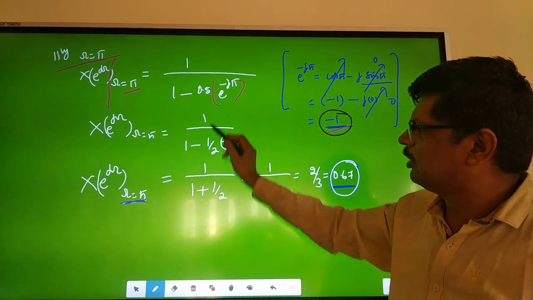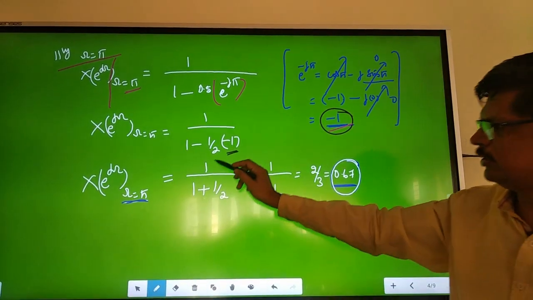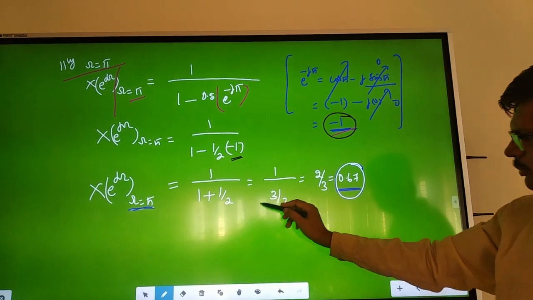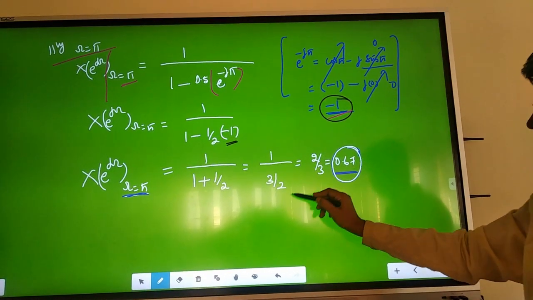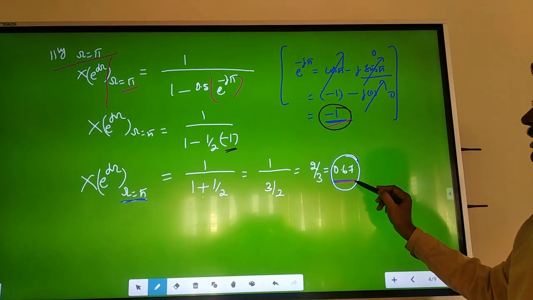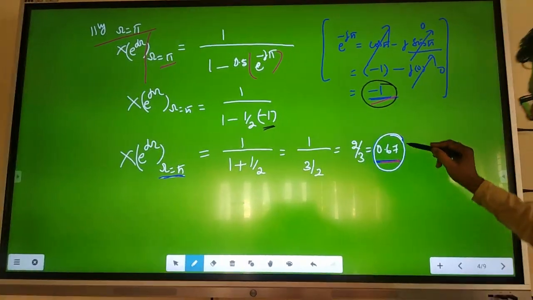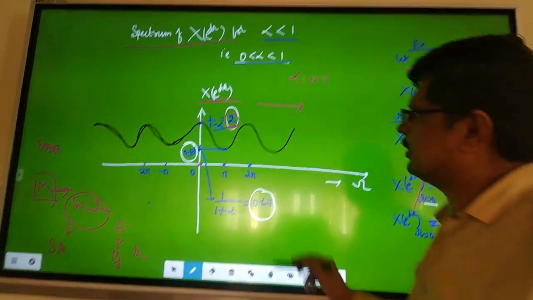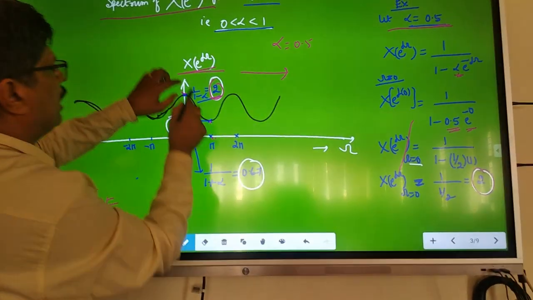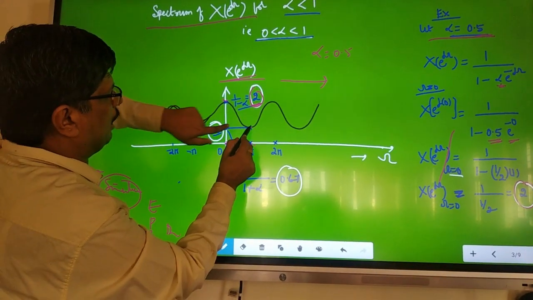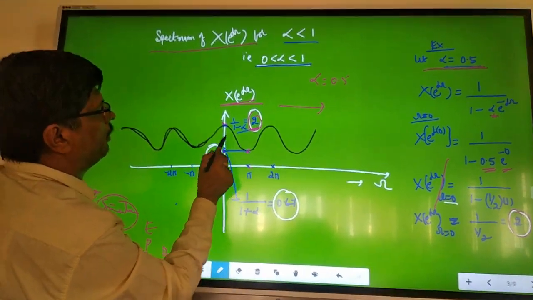Substitute this minus 1 here: 1 by (1 minus 1 by 2 times minus 1). That is 1 by (1 plus 1 by 2), which is 1 by 3 by 2, which is nothing but 2 by 3, which is 0.67. At pi, you will get 0.67. Now see this spectrum. At pi, X of e power j omega at pi is 0.67, the minimum.